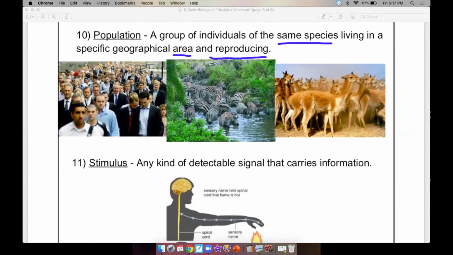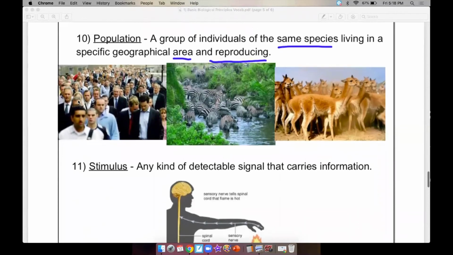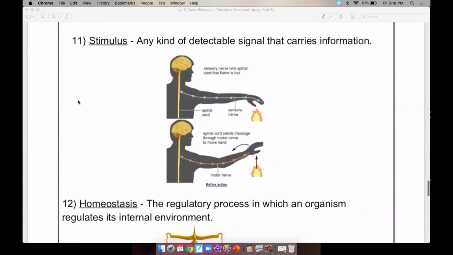Okay. So Philadelphia has a population of humans. We are the same species. We live in Philadelphia and our group of people are all reproducing together in this area. We have other populations in Philadelphia: pigeon population, rat population, squirrel population, right? They're all different populations in the same area. All right, moving away from that, we can actually zoom out even more, but that's a different chapter. So we'll move on to something else.